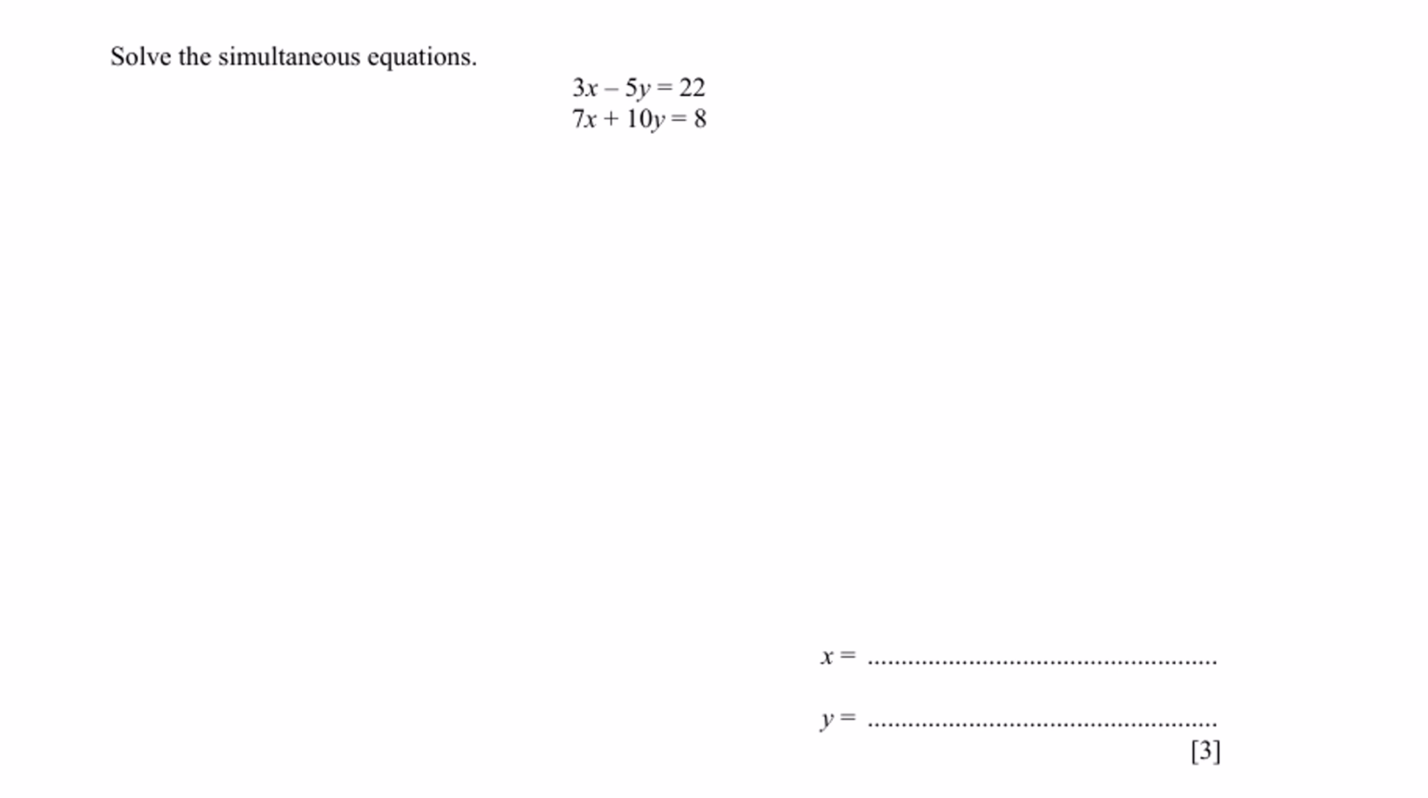We're looking at solving simultaneous equations in this video. So, we're asked to solve the simultaneous equations 3x minus 5y equals 22, 7x plus 10y equals 8. I'm going to label this equation 1, and this equation 2. I'm going to multiply equation 1 by 2. You'll see why in just a moment.